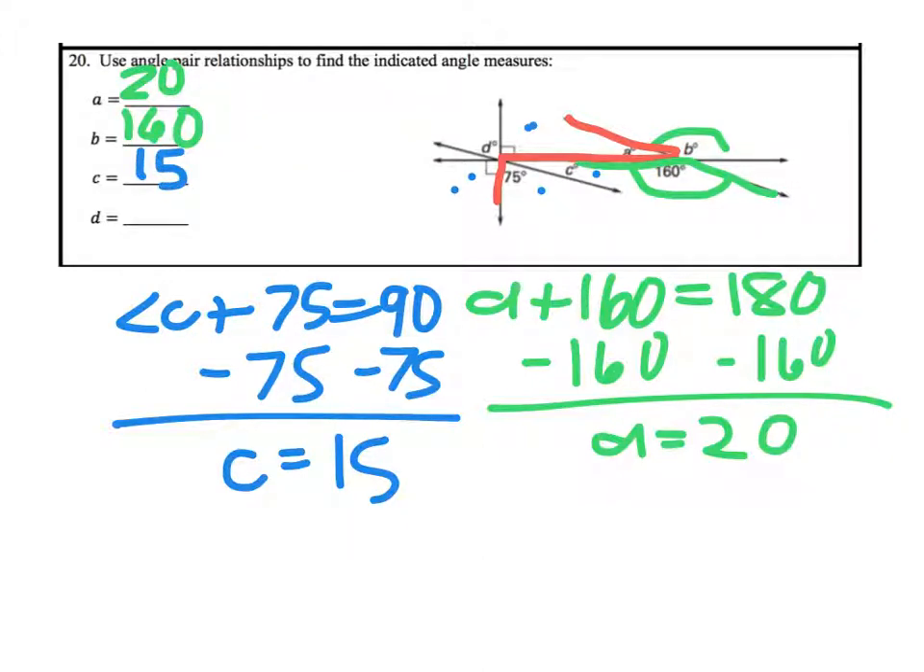And my last one, we're looking at angle D. I noticed that one and 75 are vertical angles, or your kissing V's. So these two are going to be the same. So D is also 75. And that's your answer for 20.